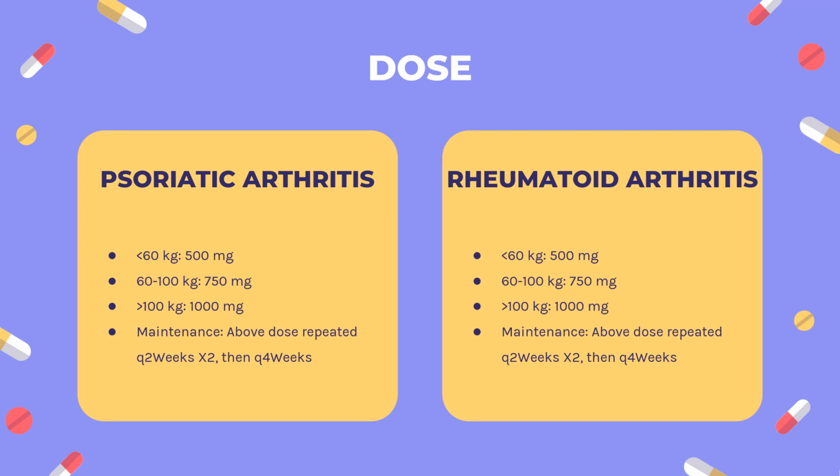Psoriatic arthritis. Indicated for adults with active psoriatic arthritis, may be used with or without non-biologic DMARDs. Infusion: less than 60 kilograms, 500 milligrams; 60 to 100 kilograms, 750 milligrams; greater than 100 kilograms, 1000 milligrams. Maintenance: above dose repeated every 2 weeks for 2 doses, then every 4 weeks. SC injection. 125 milligrams SC once a week, without the need for an IV loading dose. Switching from IV to SC, administer the first SC dose instead of the next scheduled IV dose.